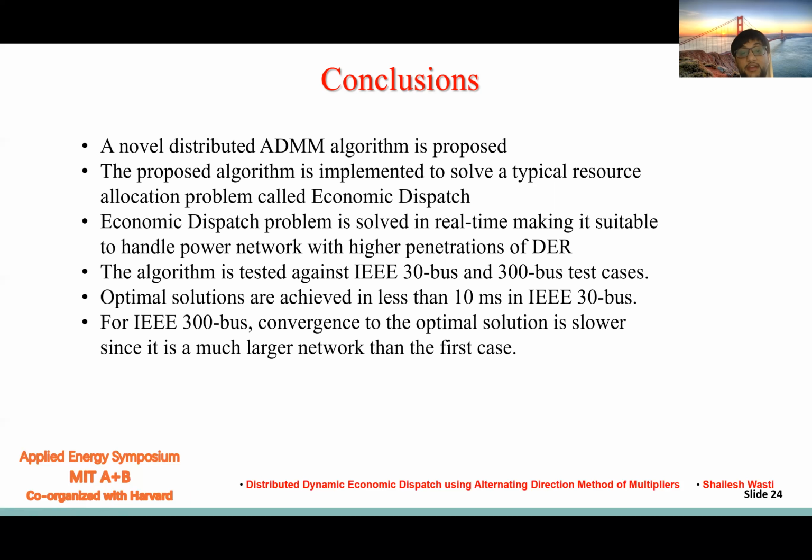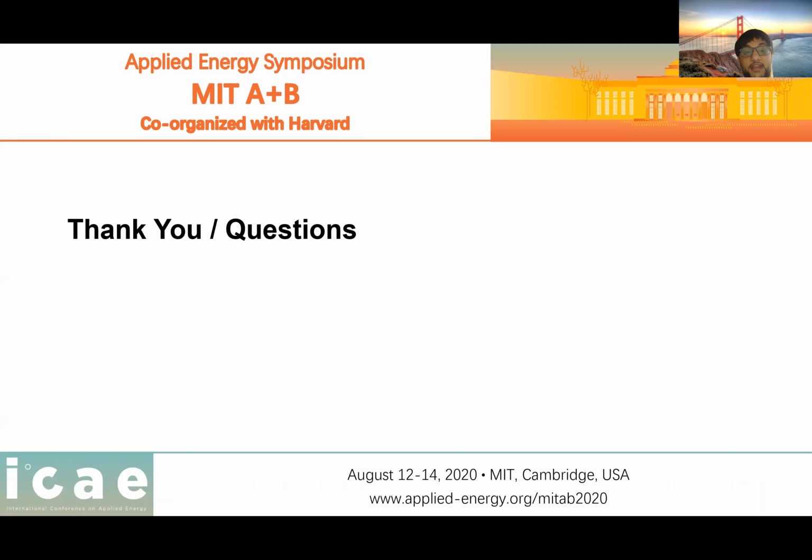For 300 bus, the convergence is a little slower than the 30 bus because of the size of the network, but still it is achieved in less than a second.